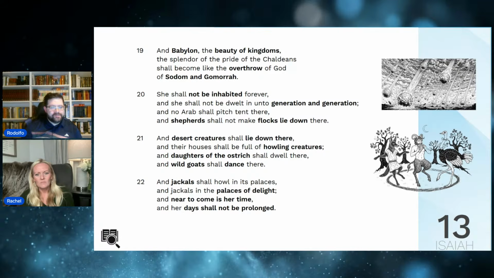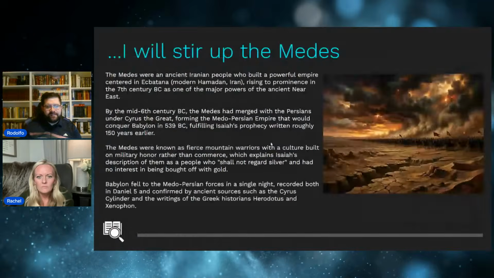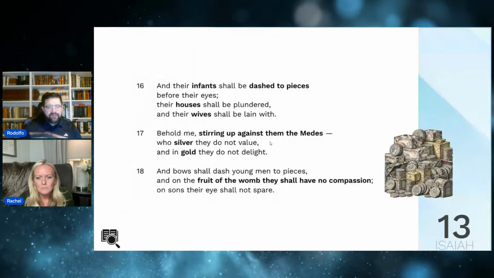There was one verse very quickly, let me go back, that parallels this idea of not being inhabited forever. I think I missed it for 1 second, and it's in, what is it?